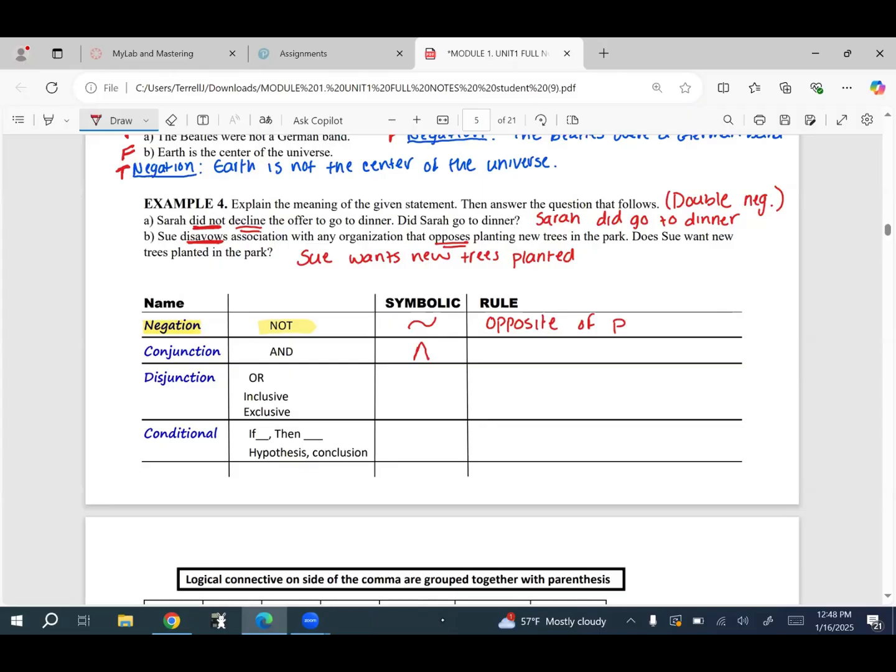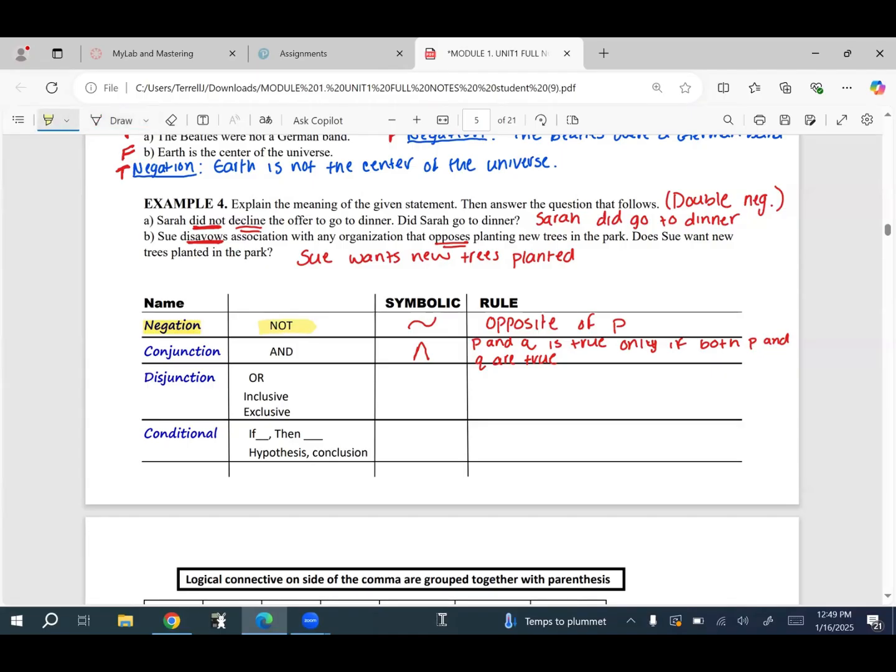And the symbol for and is an upside down V. And this is the rule for and. Remember, I said you have, in this case, two propositions. So let's call them P and Q. So I'm going to say P and Q is true only if both P and Q are true. So I'll explain that in more detail in this next exercise, but for now, just write that down.